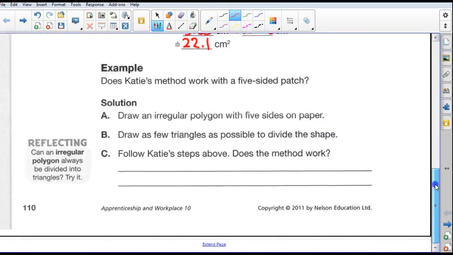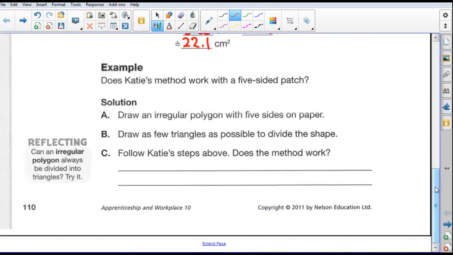Okay, example. Does Katie's method work with a 5-sided patch? Okay, so the only way we can figure it out is if we draw a shape that has 5 sides, and if we look at this reflecting hint here, if we can divide it into triangles, we can calculate it. So take a piece of paper, as it says here, and draw an irregular polygon with 5 sides. So I'll just kind of make one of my own here.